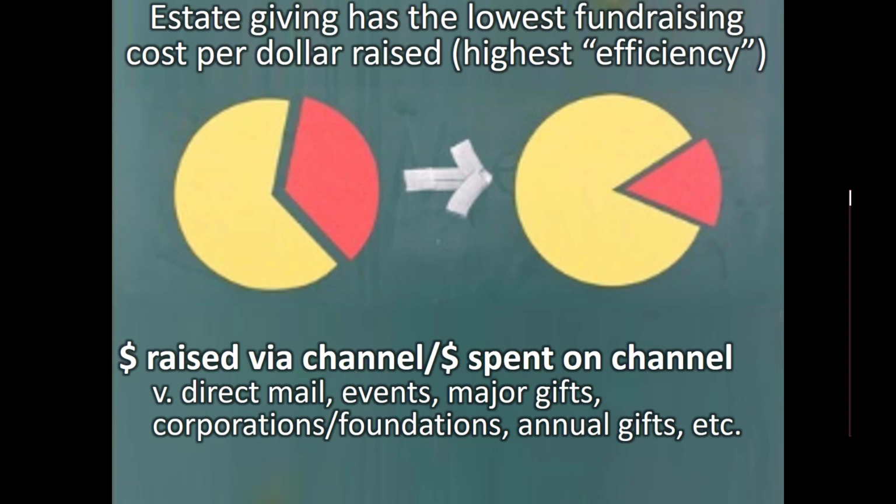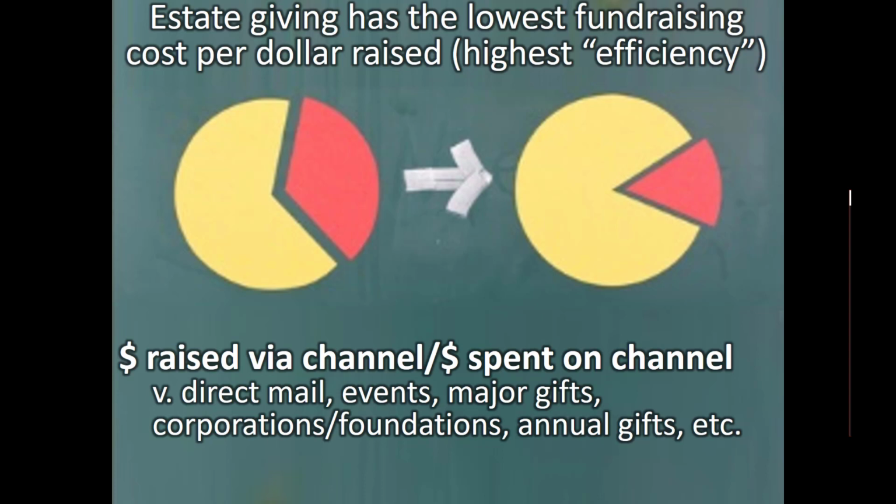Could be any number of channels of fundraising. What we see in almost every mature organization is that estate giving, what we might think of as planned giving or revocable charitable estate gifts, gifts in wills, estate giving has the lowest fundraising cost per dollar raised. It has the highest efficiency.